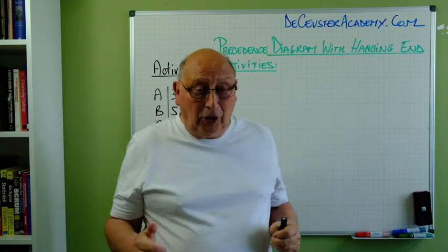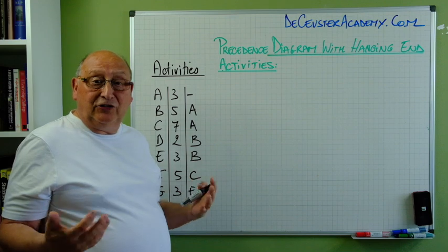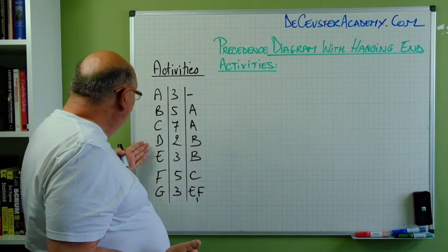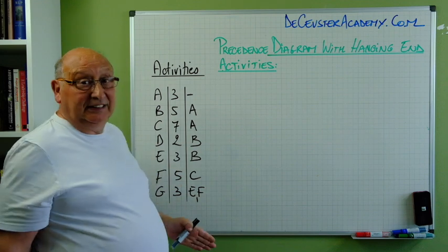Let's have a look at a precedence diagram. This is a precedence diagram of a simple project. We have activities A to G, and the durations and the predecessors.